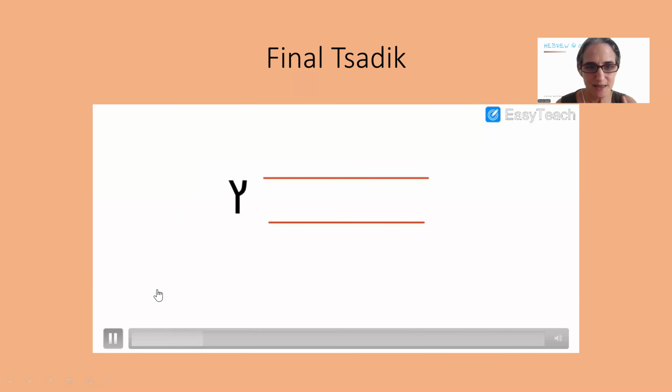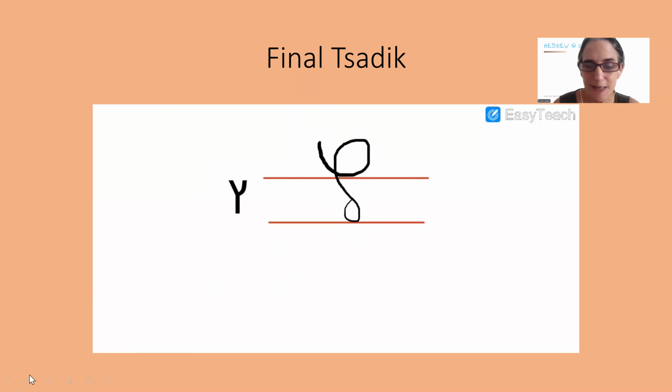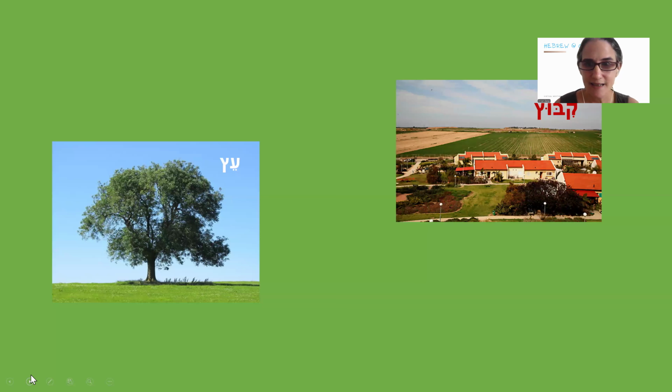Practice it. It looks a little bit complicated, but I think it's kind of fun. Try to write it a few times. Again, you start with the middle, going up, and this kind of trio in the end, which I think makes it fun. Okay, so this is our final tzaddik.